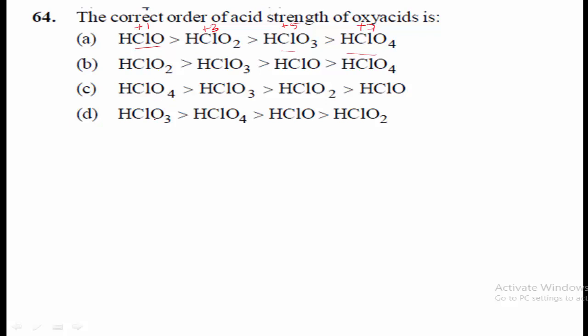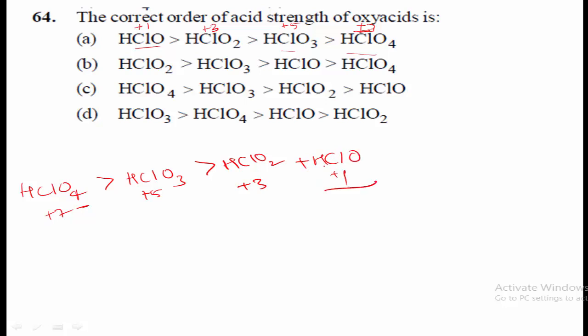So these are the oxidation states, and they give the correct order of acid strength. First write down the acid with the highest strength, which is the one having the higher oxidation state. HClO4 is greater than HClO3 because it has +7 and the other has +5, and that is greater than HClO2, which is +3, and HClO, which is +1, is the weakest acid. HClO4 is the strongest acid. So which option is right? Option C is the right one.